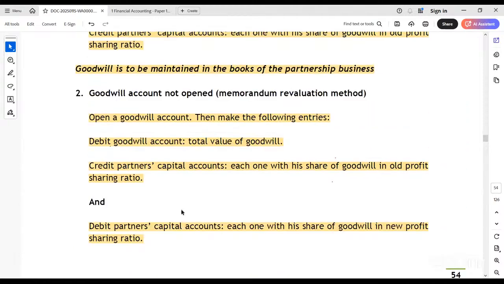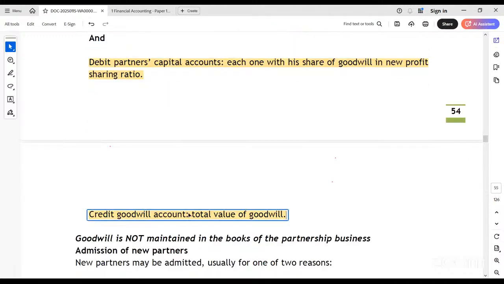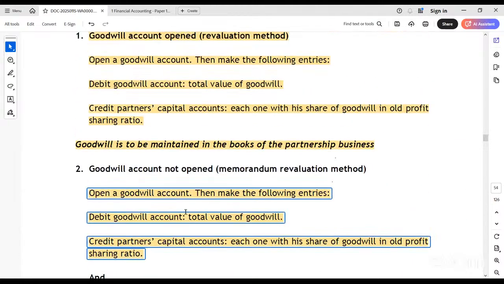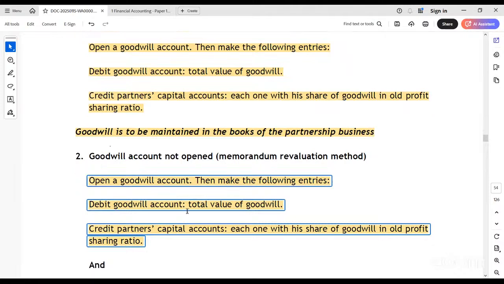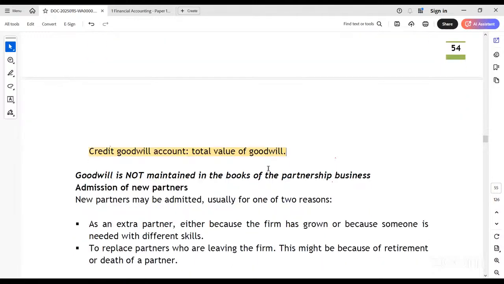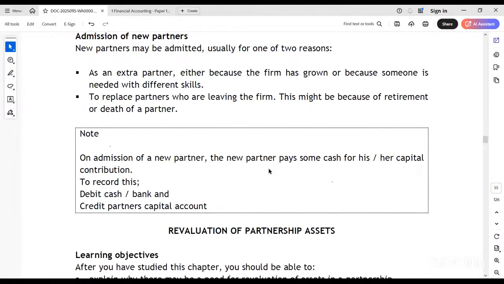So that's goodwill. It will depend on the method which the partnership is using. If they are using the revaluation method, then goodwill has to appear in the books. It has to be maintained in the books. If they're using the memorandum revaluation method, then we have to write it off. So in the questions, they will always specify the method that is going to be used to account for goodwill.